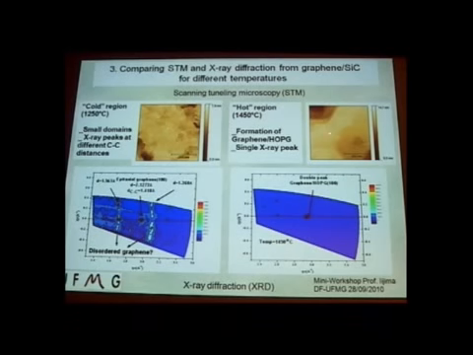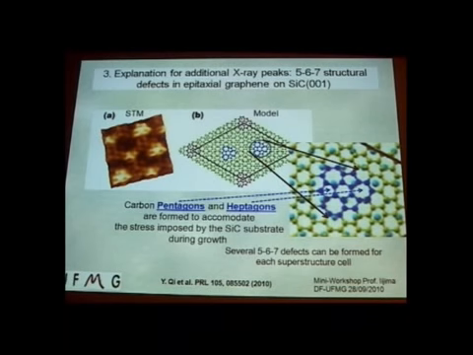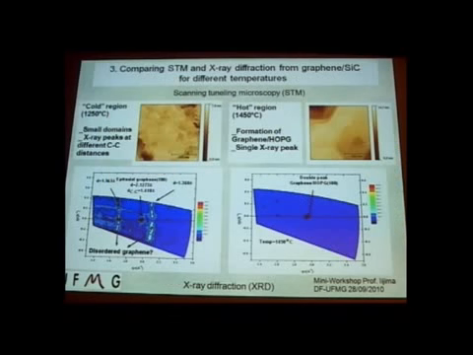On the right, we see what happens at a much higher temperature. You see much larger domains, essentially highly oriented graphite. And if you do the diffraction, this is what you see: a single peak, showing that you have formed epitaxial multilayer graphene instead of graphite. Okay, anyhow, what is the explanation for these two diffraction peaks that we see here?